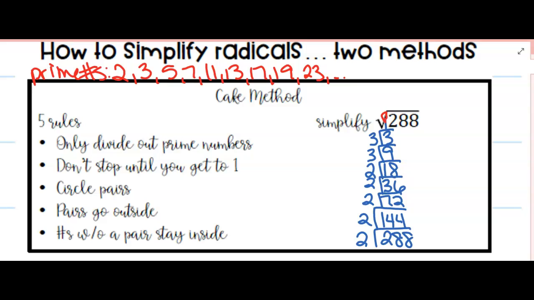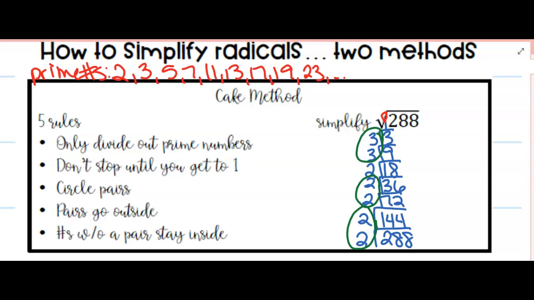So what we're looking at, we're going to circle the pairs on the outside. So what this looks like is I have a pair of 2's right here. I have a pair of 2's right here. Now, this 2 right here doesn't have a pair, so I'm not going to circle it, but I do have a pair of 3's right here, so I'm going to circle that.